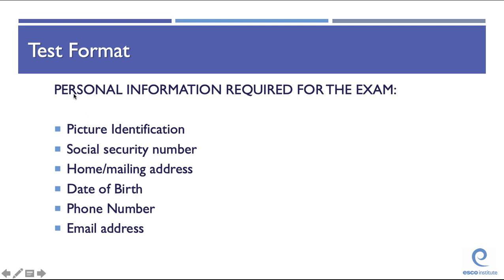You will have some required information for the exam. Okay, it's for identification purposes. It's not distributed. You do need to have a picture identification. You'll need to have a social security number. You'll have to have a home mailing address. You'll have to provide your date of birth, a phone number, and an email address. The proctors are required to ask for this material.